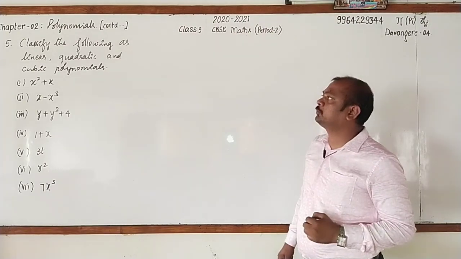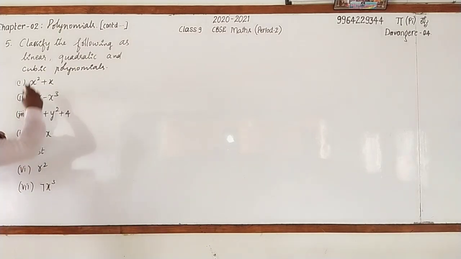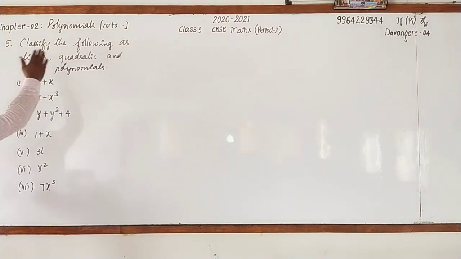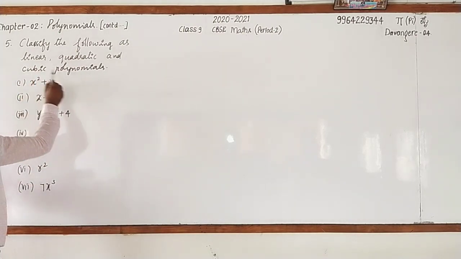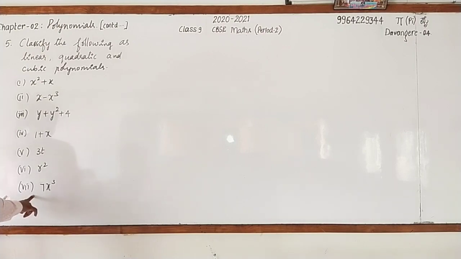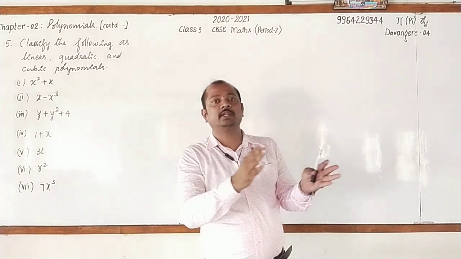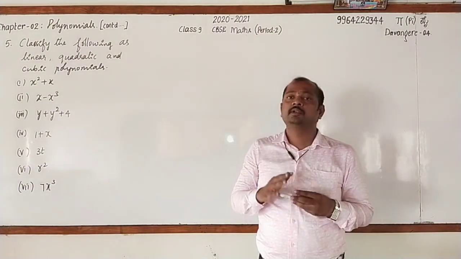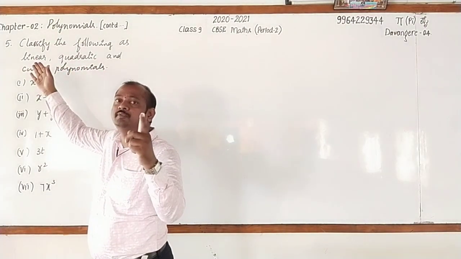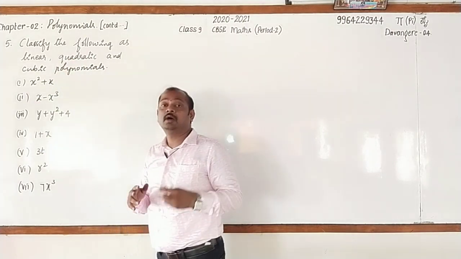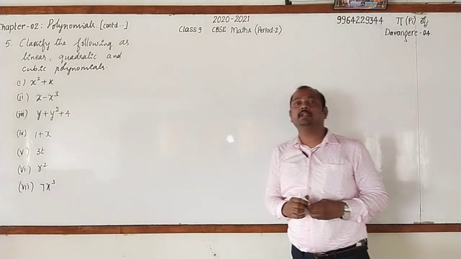Now this is the fifth one. It is the last problem in the last question in exercise 2.1. Go through this. Very simple. Classify the following as linear, quadratic and cubic polynomials. They have given a total of 7 polynomials. We have to divide them into linear, quadratic and cubic polynomials. Dear students, we know what these are. Linear is a polynomial of degree 1. Quadratic, a polynomial of degree 2. And cubic is a polynomial of degree 3.